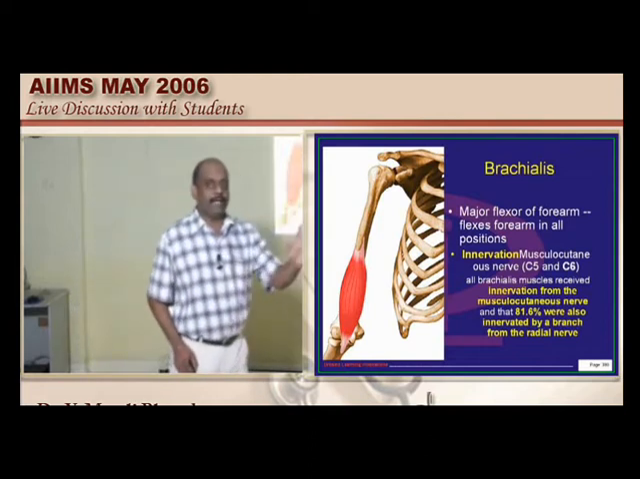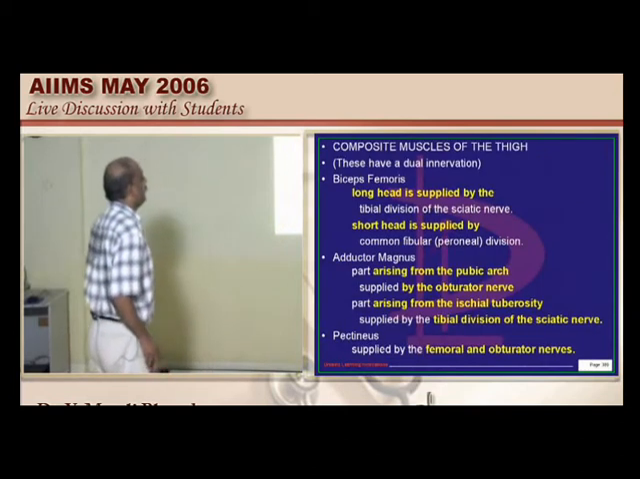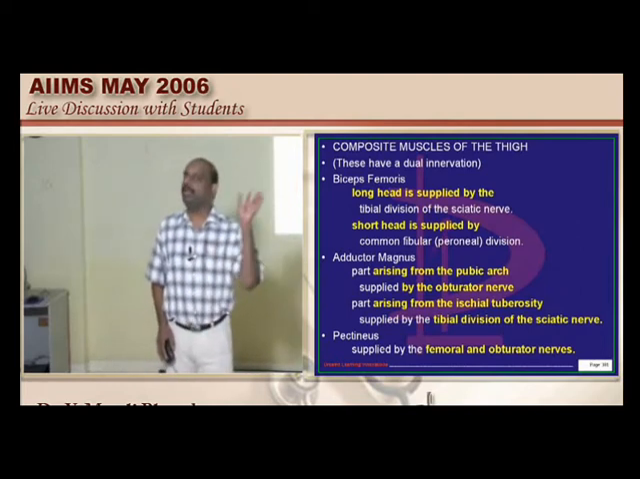So that is the reason brachialis has a dual innervation, all of you agree with me. Now what are the muscles in the thigh which also receive dual innervation?